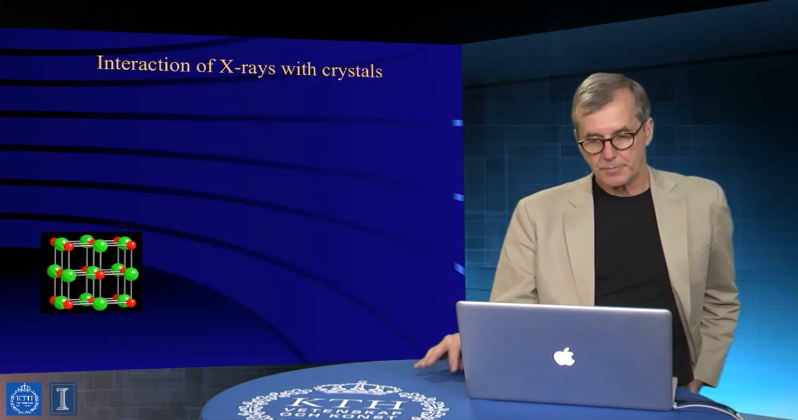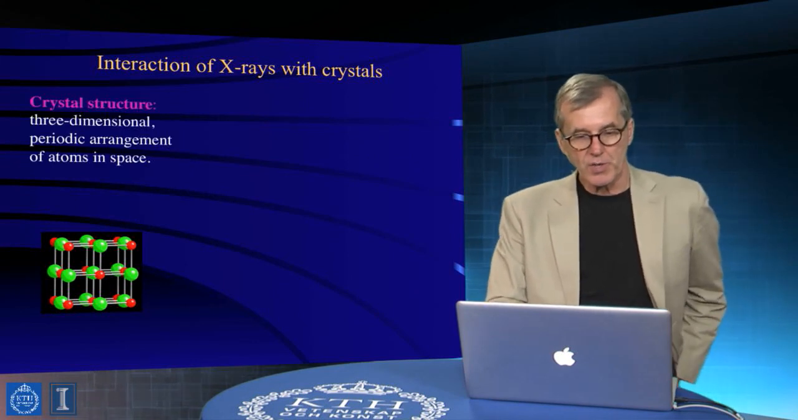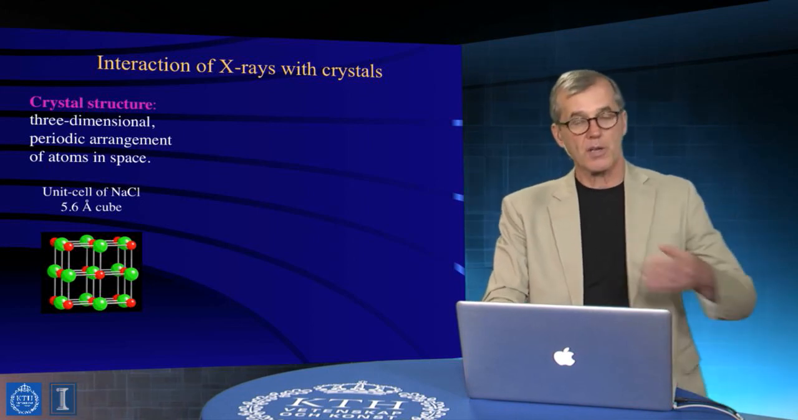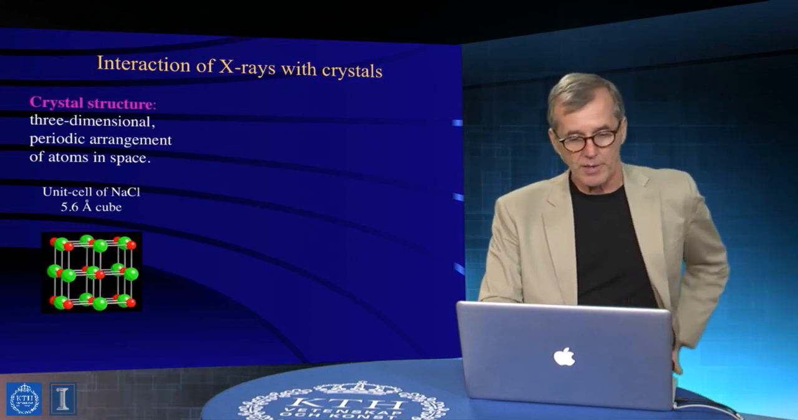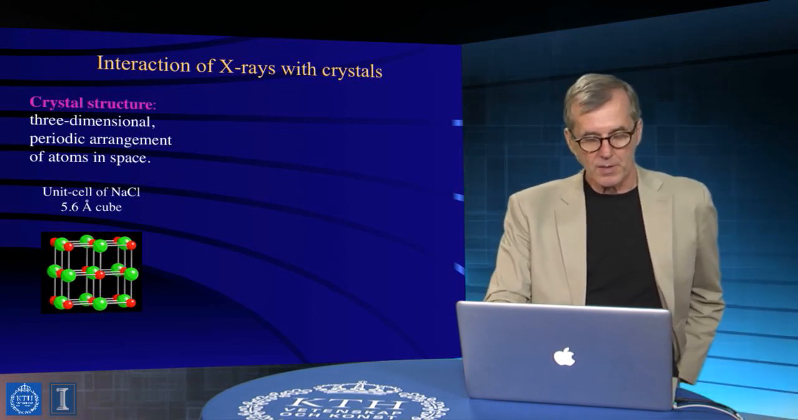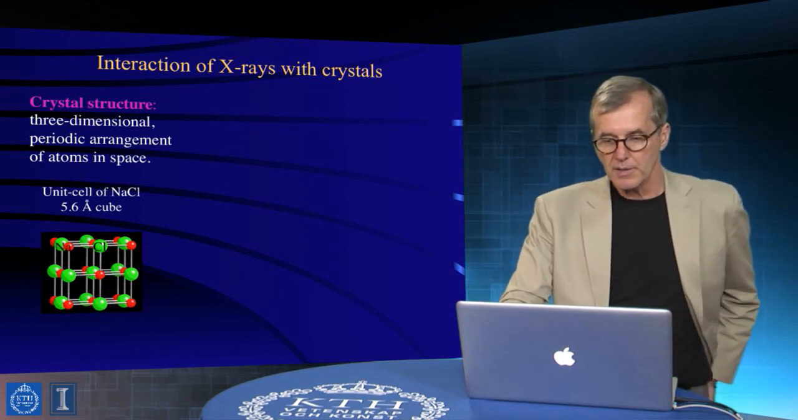Okay. So now interactions of X-rays with crystals. A crystal structure is a three-dimensional periodic arrangement of atoms in space. This shows a common crystal, sodium chloride, a fairly reasonable size, and the number of atoms that are present in the unit cell.